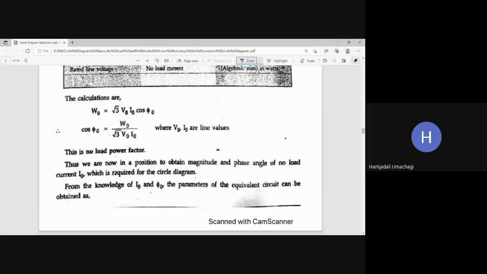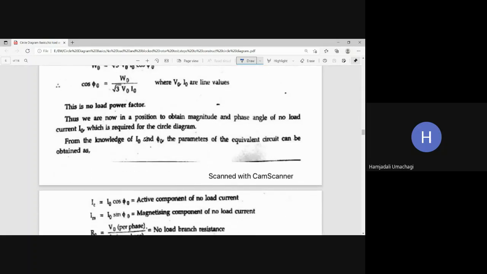Now this cos phi naught is the no load power factor. Thus we are now in a position to obtain the magnitude and phase angle of the no load current I naught, which is required for the circle diagram. While plotting the circle diagram, initially we need to draw the current phasor I naught, and for that we need the magnitude and phase angle of I naught. To get that information, we make use of this cos phi naught. Now from the knowledge of the no load current I naught and no load power factor angle phi naught, the parameters of the equivalent circuit can be obtained.